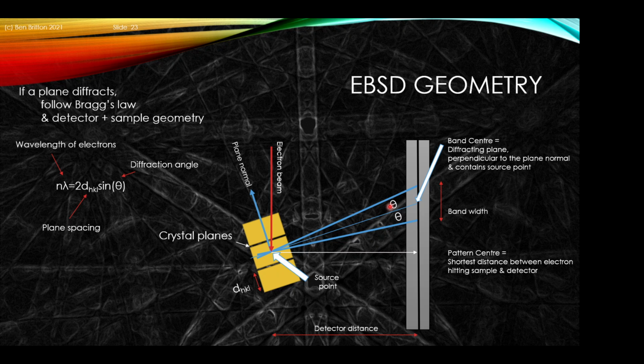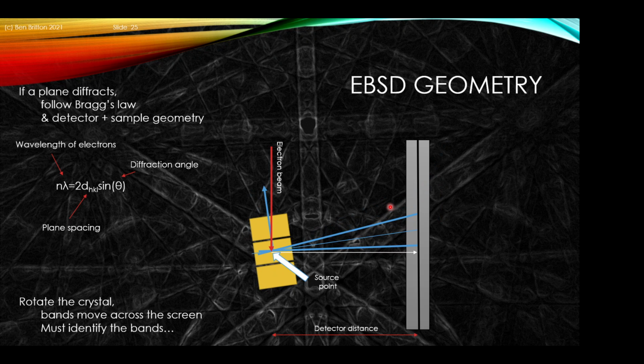Now, if we rotate our crystal, what will happen is that we can see that effectively our plane normal will rotate, and effectively our band will move across our screen. And that is the fundamental aspect of measuring the crystallographic orientations. If we can work out which plane this is, we can therefore relate the inscription of the diffraction pattern to the orientation of the crystal.